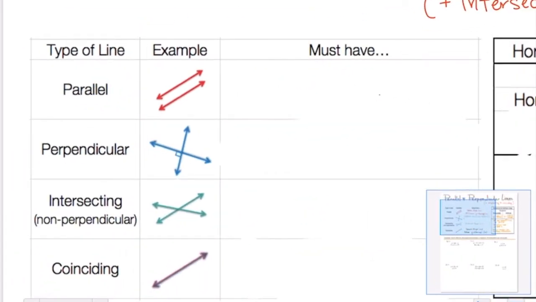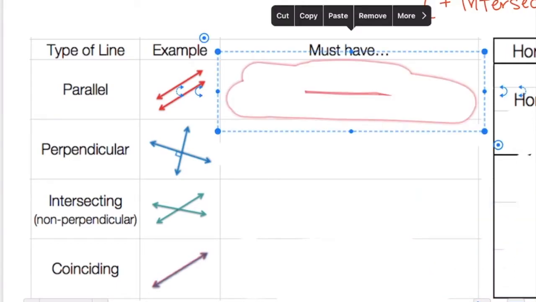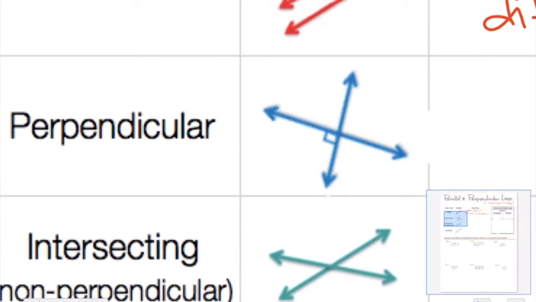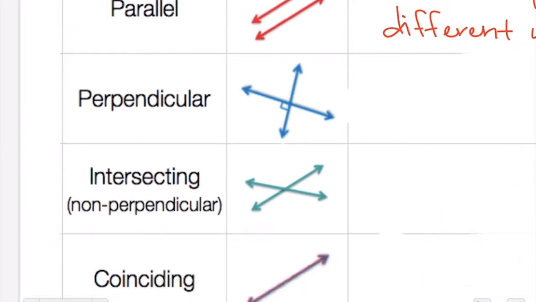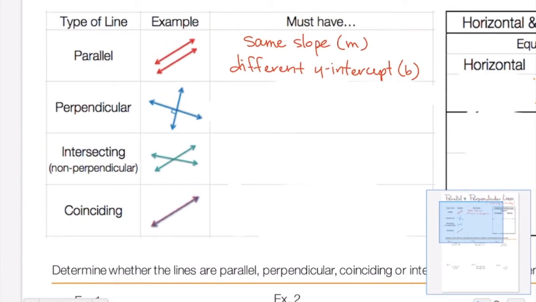Hopefully from your investigation, you know that parallel lines, if you look at just their equation, have to have the same slope, the m value, but they have to have a different y-intercept, b value. Perpendicular lines are lines that intersect each other at exactly 90-degree angles. So they can be tilted, but the angle created by their intersection has to be a right angle. It has to be like a perfect corner of a piece of paper.